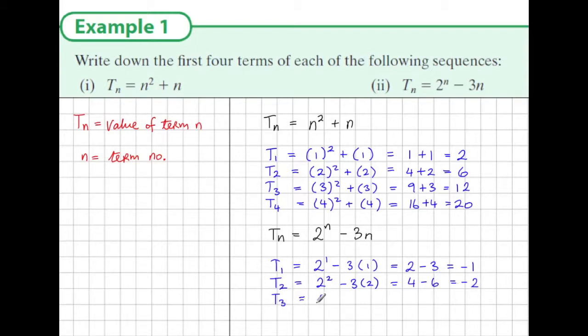For term 3, we sub in 3. Now, 2 to the power of 3 is 8, so it's 8 minus 9, giving us a value of minus 1. And term 4, we sub in 4 instead of n. This gives us 16 minus 12, which is equal to 4. And that's how we would work out the value of terms.